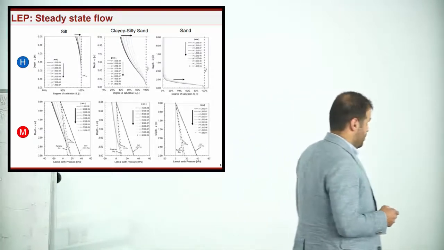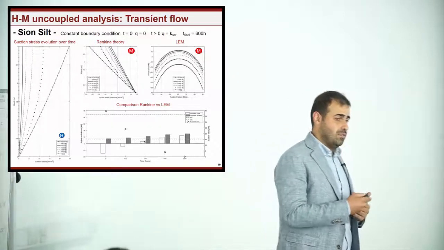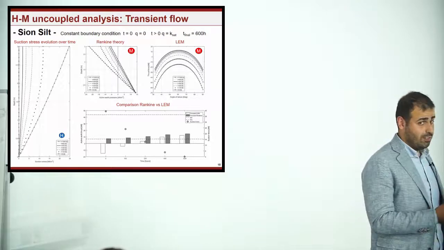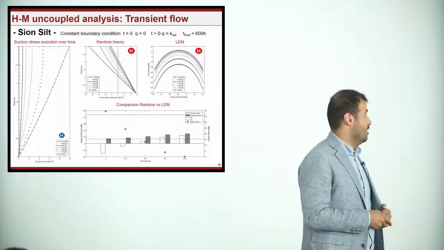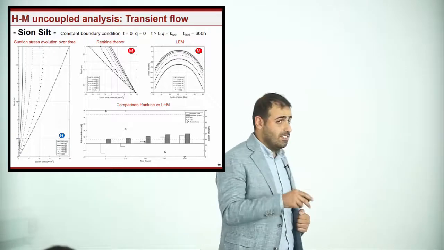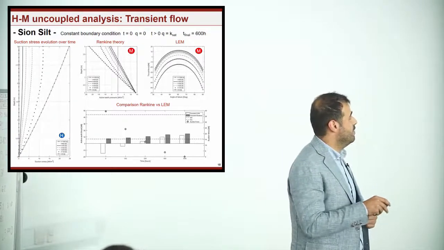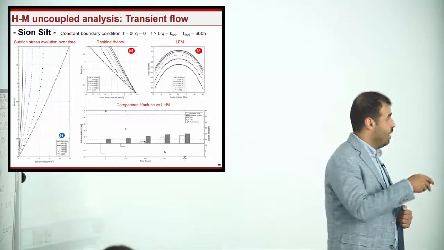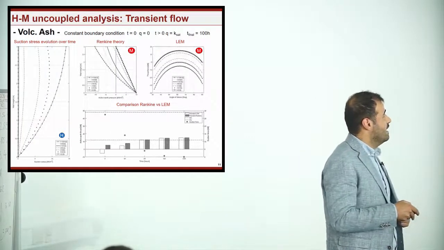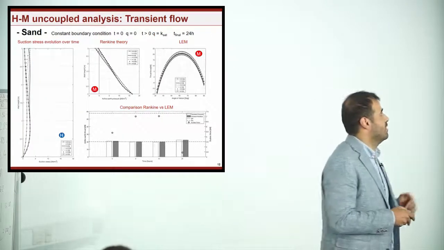We also extended this approach to the transient condition, to see how long we have to wait until the total disappearance of the matric suction. Setting an infiltration rate boundary condition equal to the saturated hydraulic conductivity, for the silt soil we have to wait 600 hours, for the clay silt sand 100 hours, and for the sand 24 hours.